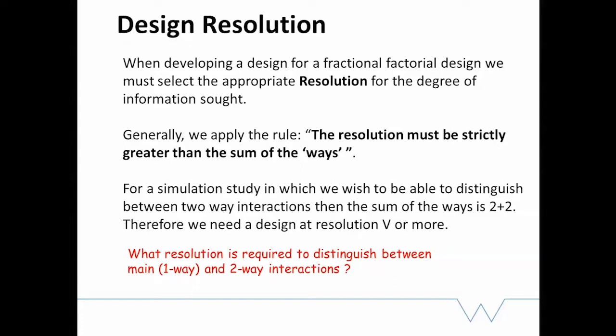If we want to resolve two-way effects from other two-way effects, so for example we want to know the effect of I cross J interaction distinct from J cross K interaction, then we need 2 plus 2, 4, we need resolution 5. So we use that information about the kind of detail that we want to extract from our results in determining which column to look up in our design table.